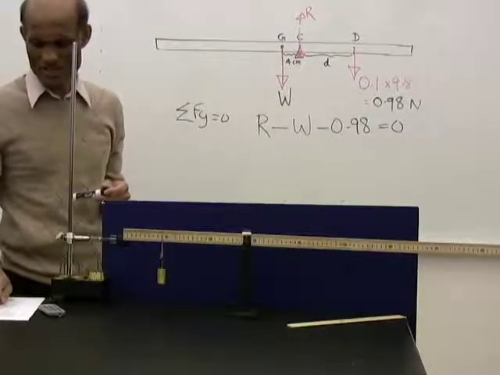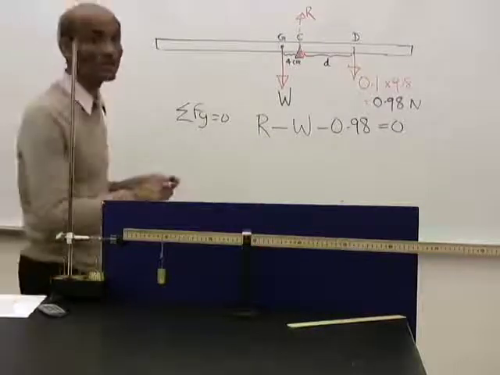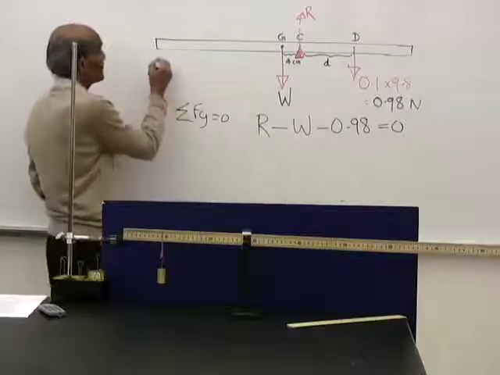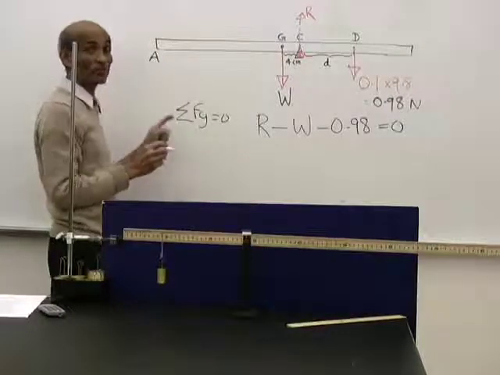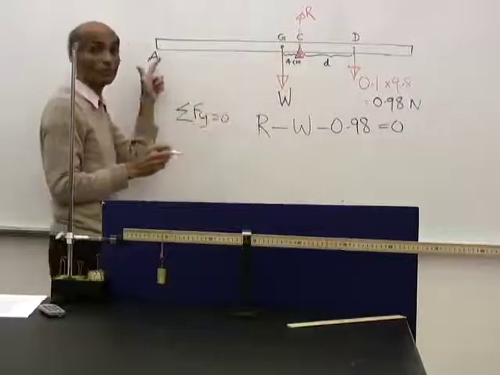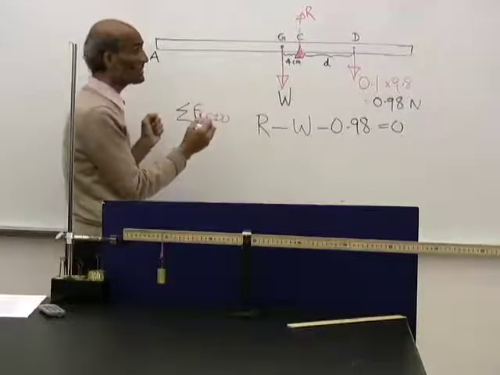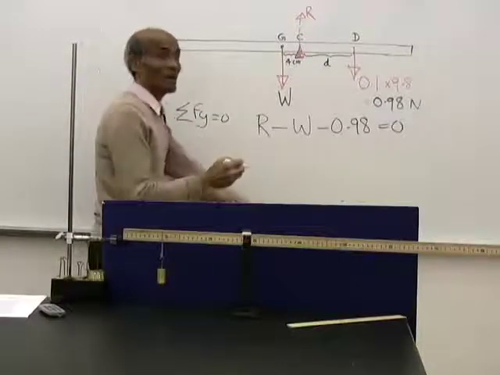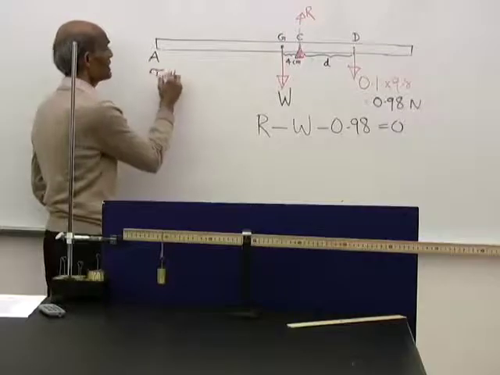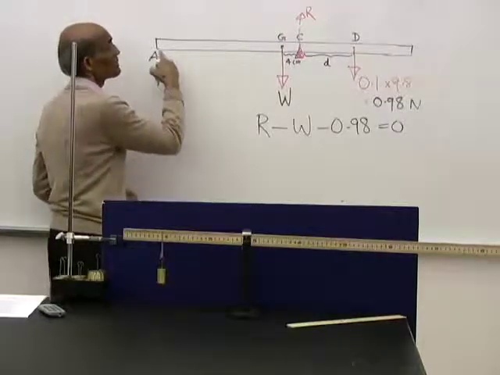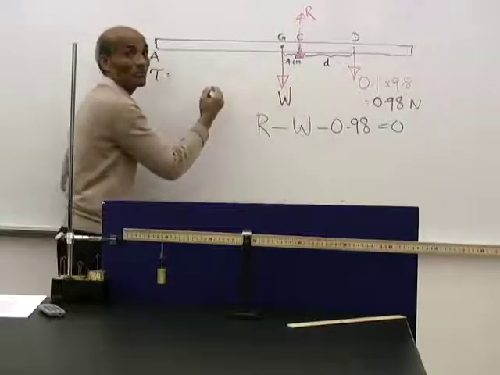Where GC is equal to 4 centimeter. Now, the point A is the end of this ruler. Now, take the torques of all these forces about the point A. Remember, what is the definition of torque? I'm going to write it over here. Torque is the perpendicular distance of a force multiplied by the force.